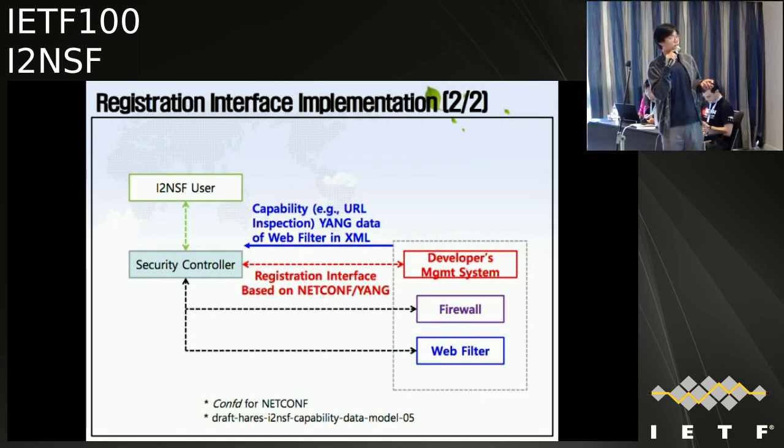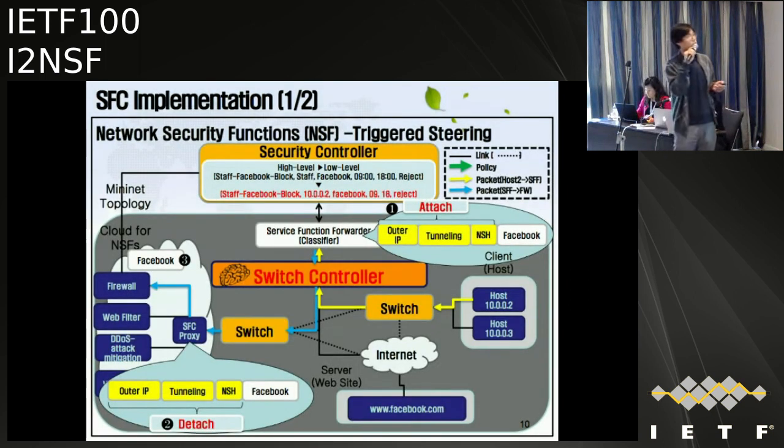And as a second example, to register this web filter, similarly, this developer management system delivers the capability YANG data, in this case, URL inspection capability. And this YANG data is also described in XML based on this data model. And to implement service function chaining, we used the network service header. So we attach this NSH header to the original packet. And to support forwarding the packet to this NSF firewall or web filter, we used a tunneling protocol, which is generic routing encapsulation. So this additional header is attached in addition to this NSH.